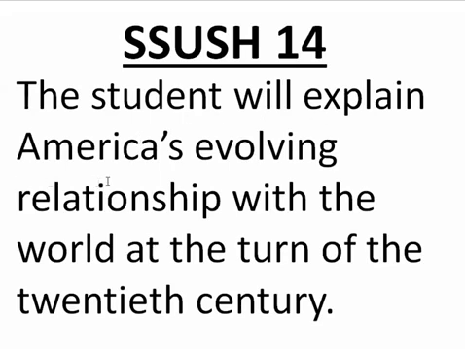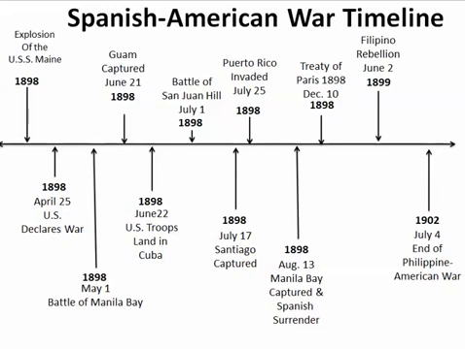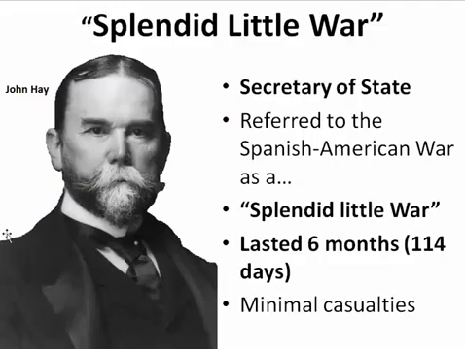Standard 14: The student will explain America's evolving relationship with the world at the turn of the 20th century. The United States will become a world power and will leave its old neutrality under Washington. The war lasted 114 days, about six months. It's going to be such a short period of time that the Secretary of State, John Hay, is going to refer to the Spanish-American War as a splendid little war, with very minimal casualties, not many at all.